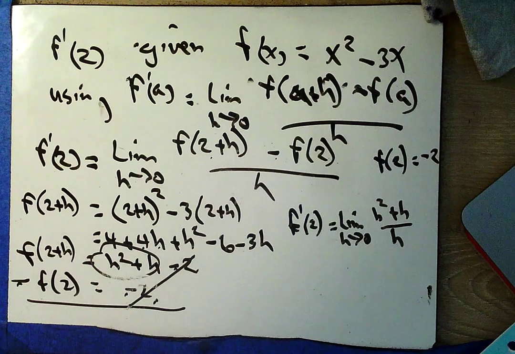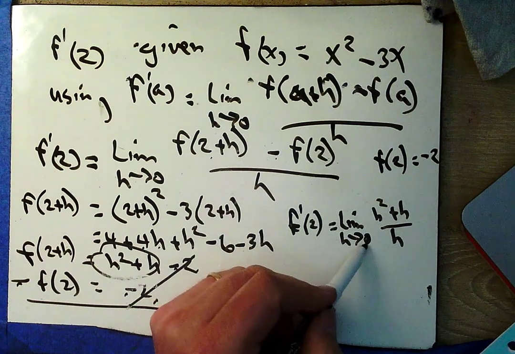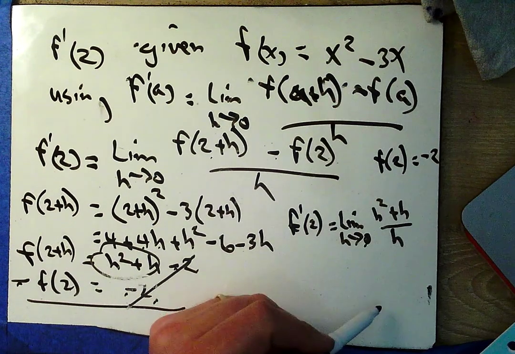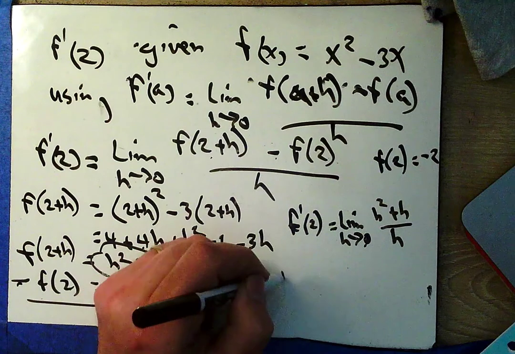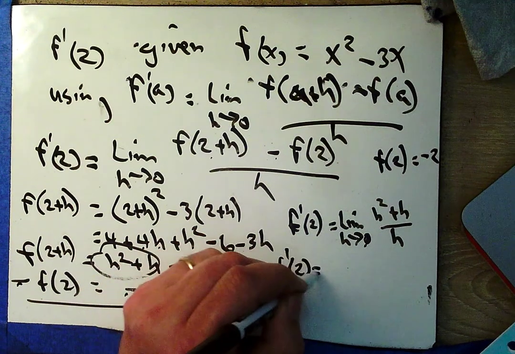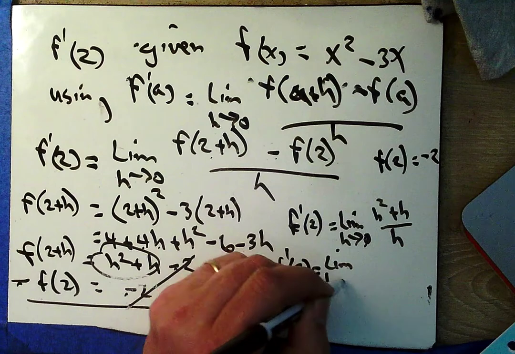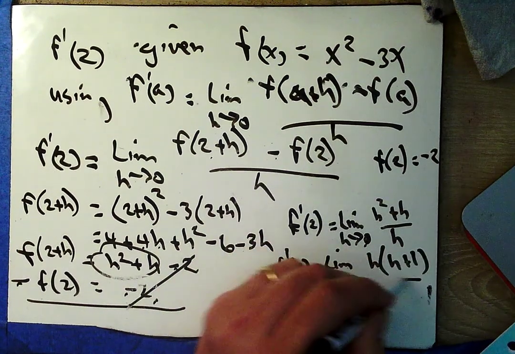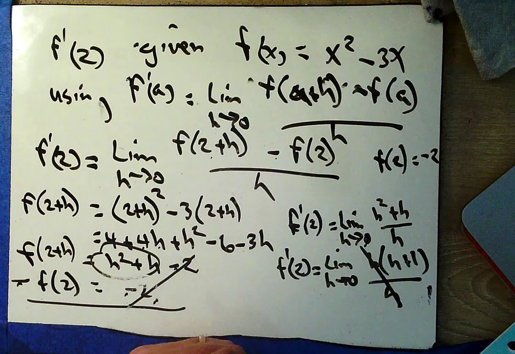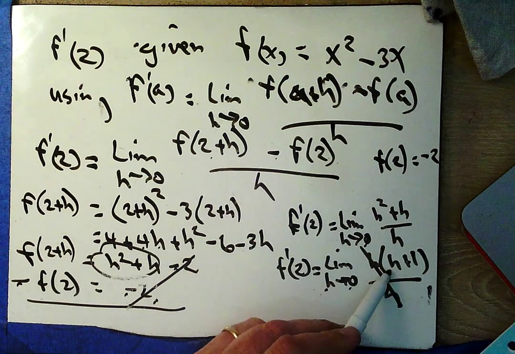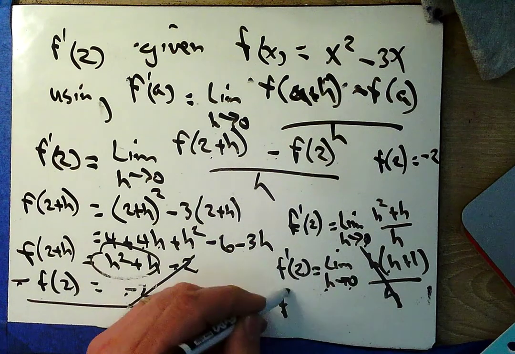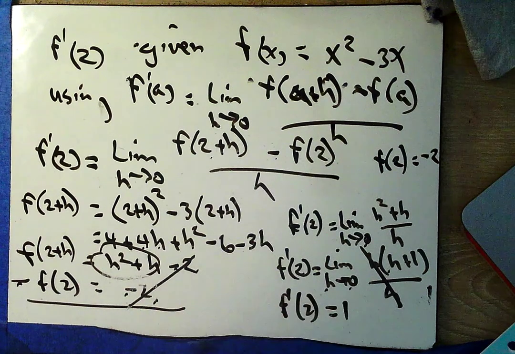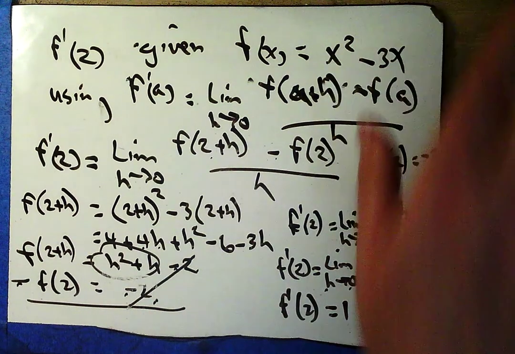Can I do direct substitution yet? Can I plug this value into all these h's? Not yet. I still get 0 over 0. So f prime of 2 is going to be the limit as h heads to 0 of, let's factor an h out, and then cancel. Now when I plug my 0 in for h, 0 plus 1 is 1. So f prime of 2 equals 1. There, we've done it a second way.